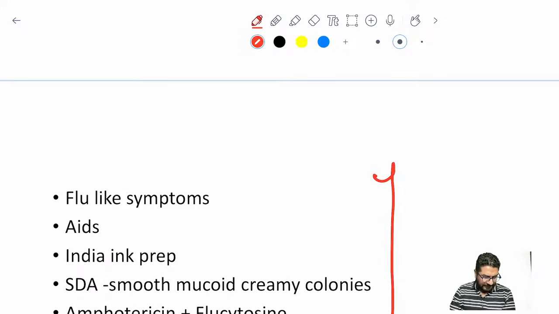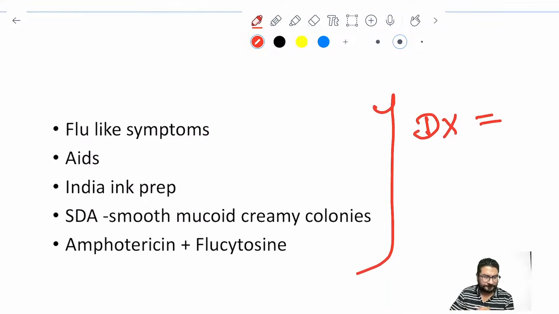What is the diagnosis? बताओ. What do you think? Diagnose. They will give you a 50-year-old person having flu-like symptoms, means fever with chills. Patient is HIV positive. Yes, very good Tejas, it is cryptococcus. India ink दिया हुआ है ना, right? Done. This is cryptococcus. Very very good.